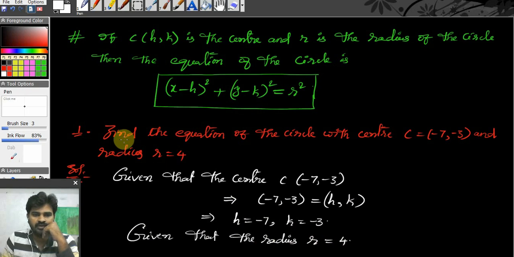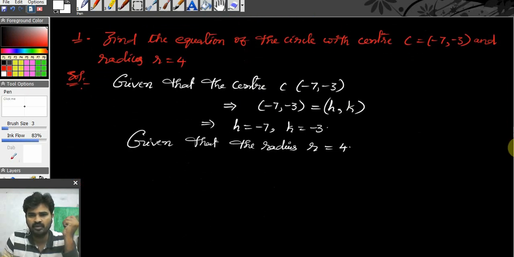So what we have to find here? The equation of the circle. Remember here, students, the very important thing is to find the equation of the circle. Here we need to have the center and radius. When center and radius are given, you have to use this formula. Okay, this is the formula.